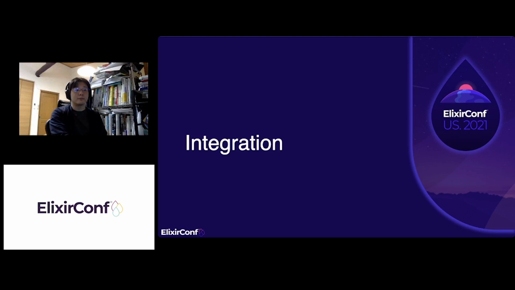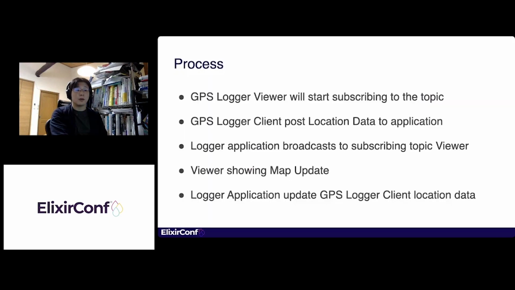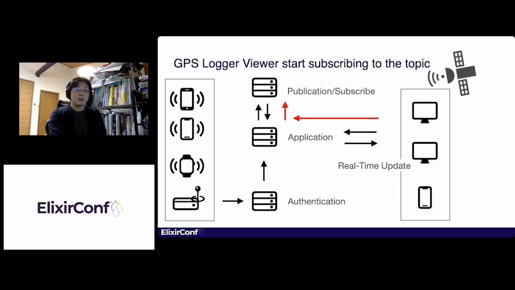Integration. Implement step 5. The GPS Logger viewer will start subscribing to the topic. The GPS Logger client posts location data to the application. The application broadcasts to the subscribed viewer. The viewer shows the map update. The application updates the GPS Logger client location data. The GPS Logger viewer starts subscribing to the topic.